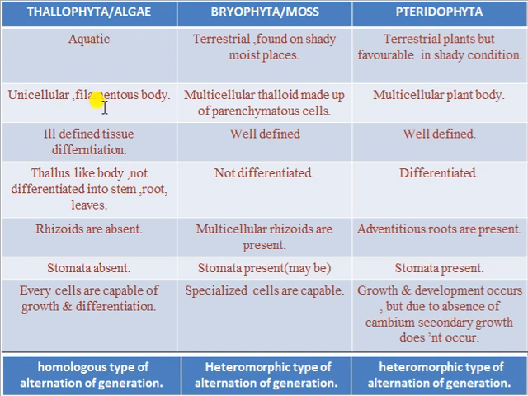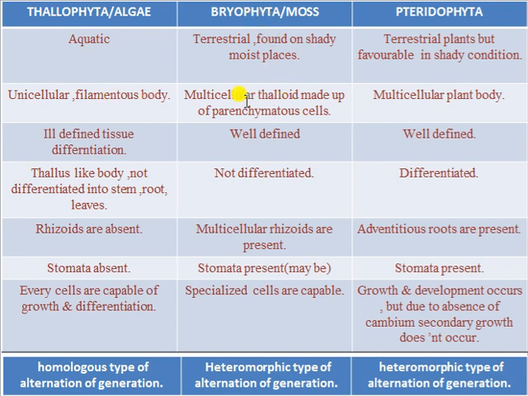Next, after the first point, there is the next point, that is body structure. If you see algae, obviously they have a thallus-like body, that means there is no differentiation of root, stem and leaf. They can be unicellular, they can be colonial, they can be filamentous also.